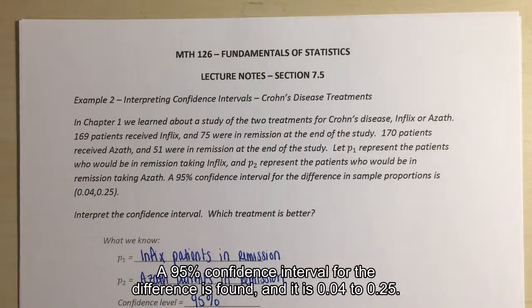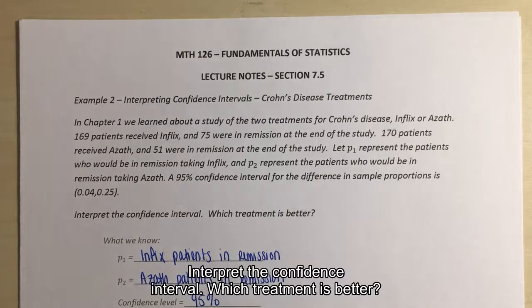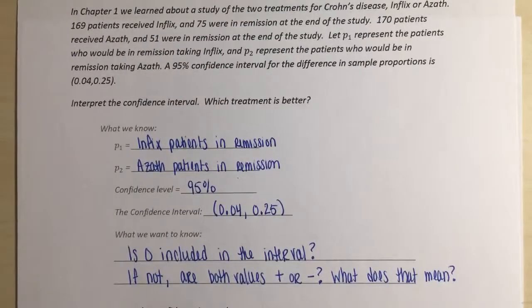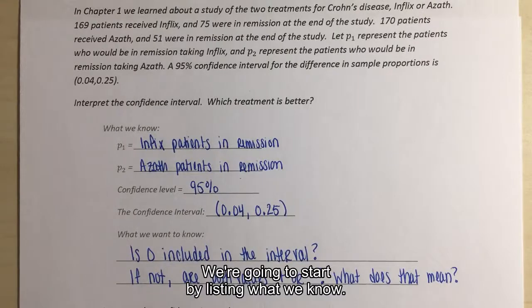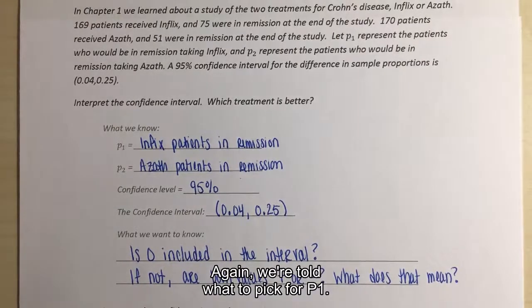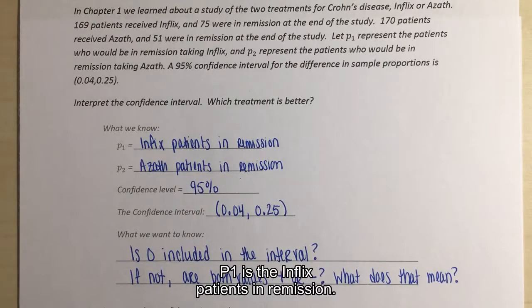A 95% confidence interval for the difference is found, and it is 0.04 to 0.25. Interpret the confidence interval. Which treatment is better? All right, so we're going to start by listing what we know. Again, we're told what to pick for P1. So P1 is the Inflix patients in remission. P2 are the Azath patients in remission.